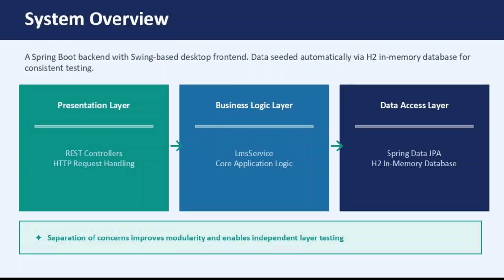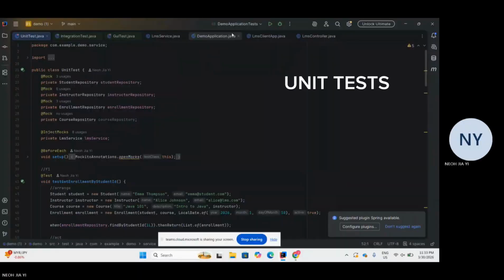The backend provides a REST API to manage students, instructors, courses, and enrollments. The frontend is a Swing application that consumes these APIs. An H2 in-memory database is used with preloaded data for consistent testing. This system follows a three-tier architecture: controller layer for handling requests, service layer for business logic, and repository layer for database access.